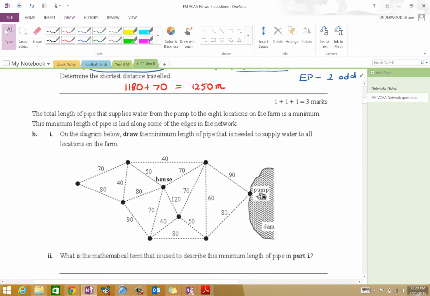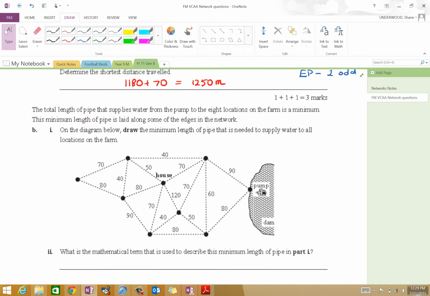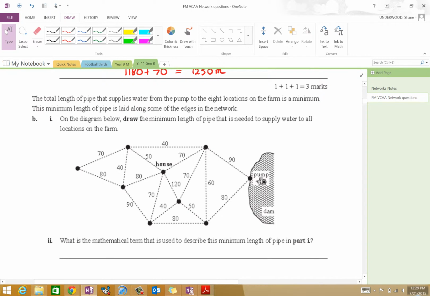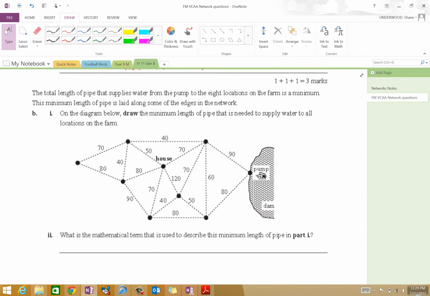Now, this is an example of minimal spanning trees. On the diagram, draw the minimum length of pipe needed to supply water. Now, we talked about Prim's algorithm. What do we do with Prim's algorithm? We start with the edge with the lowest weighting. Now, isn't there quite a few of those? Yeah, there's 2 40s and 3 40s. Remember that there's going to be multiple answers for this, because I'm going to start there.